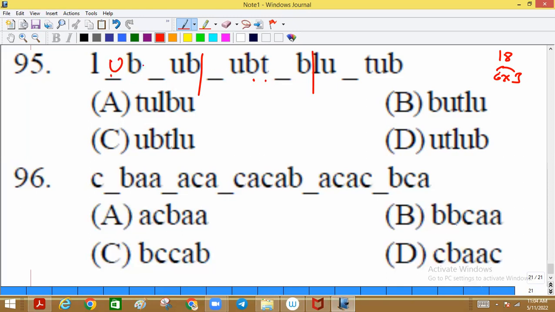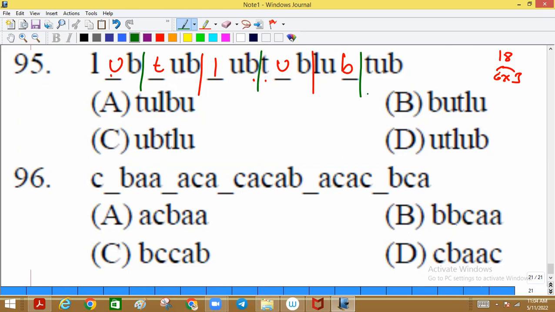You put L here. So L U B, L U B. Here again T is there. You put T here. T U B. Here also T U B. So L U B, T U B, L U B, T U B, L U B, T U B. Same thing. Or you can write it like this also.